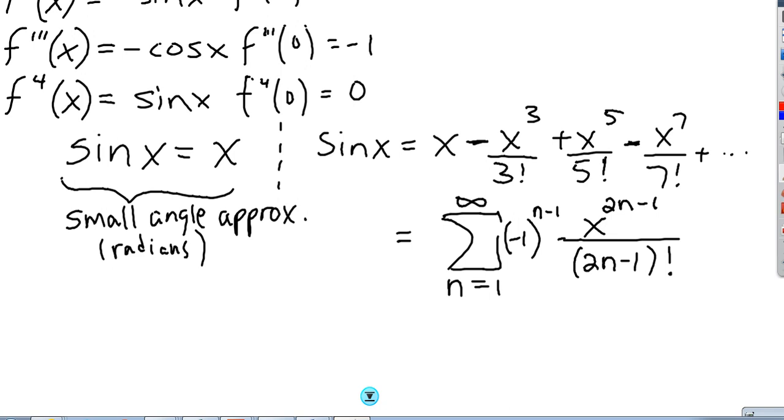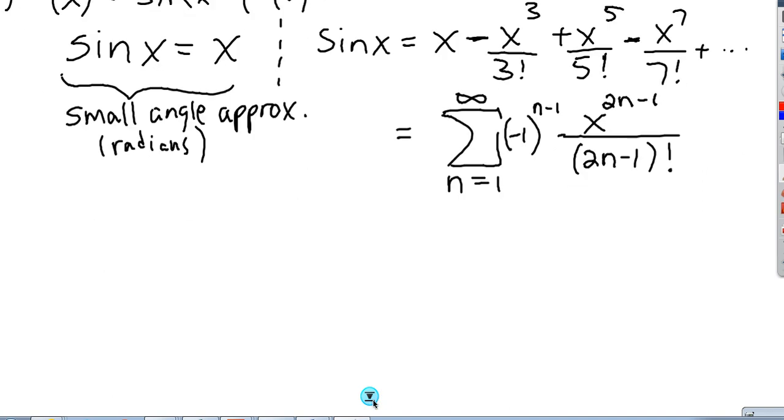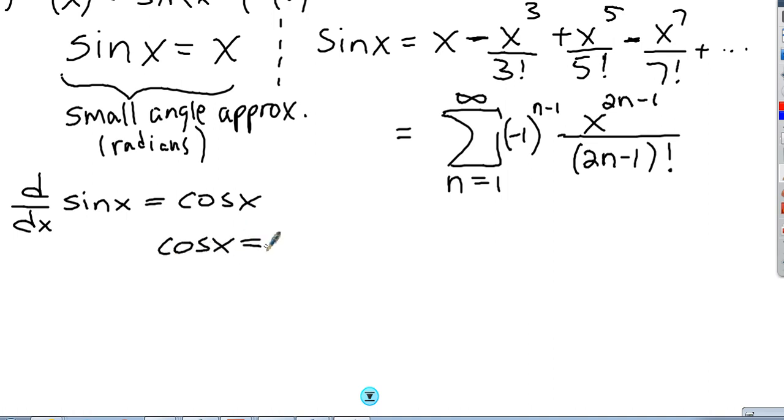But instead of using our definition of Maclaurin series, let's use the understanding that the derivative of sine is cosine. So what that means, I should be able to take the derivative of the Maclaurin series for sine and get the Maclaurin series for cosine. So let's try that out. So I'm going to write that cosine of x equals, and we're going to come back up here and take the derivative of the Maclaurin series.